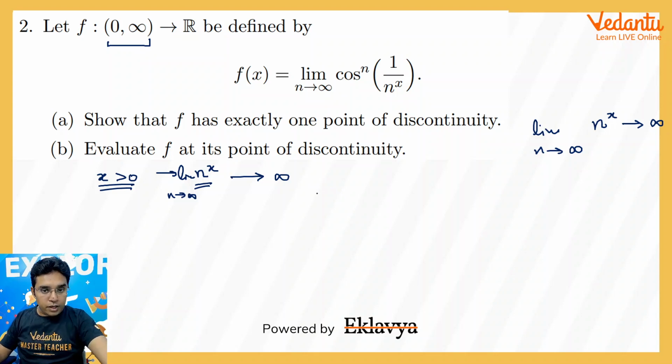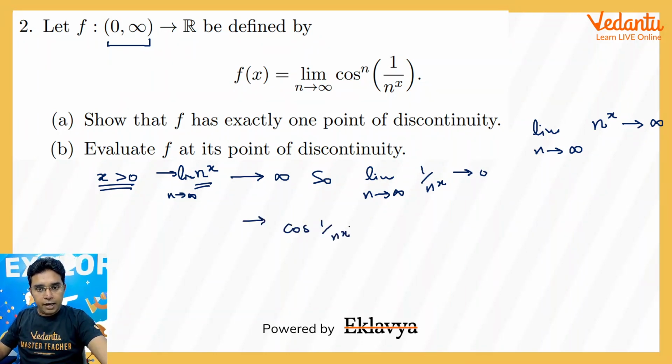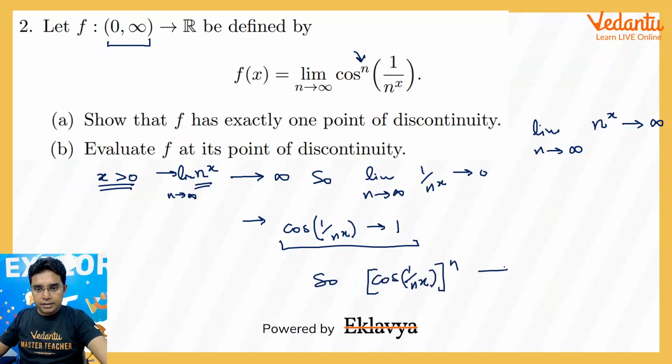And 1 upon n power x, as n approaches infinity, will become 0. And if it is 0, then cos of 1 upon n power x will approach 1. And this 1 is raised to the power n, which is approaching infinity. That means we have a form of 1 power infinity. So cos of 1 upon n power x whole raised to the power n is actually 1 power infinity form.